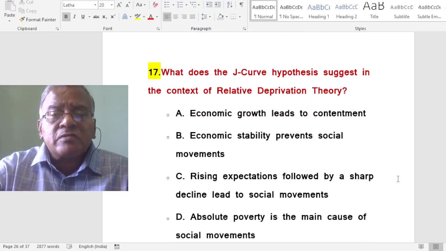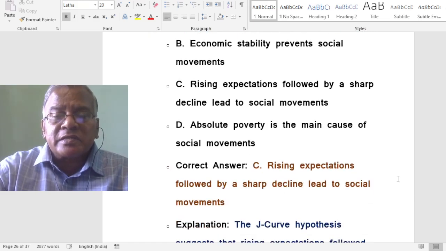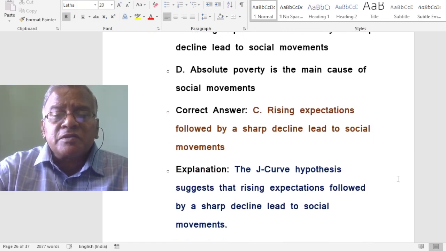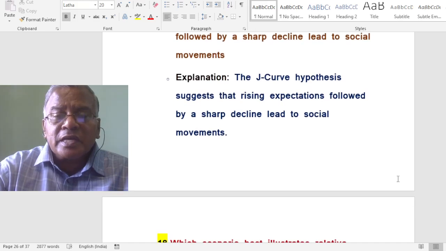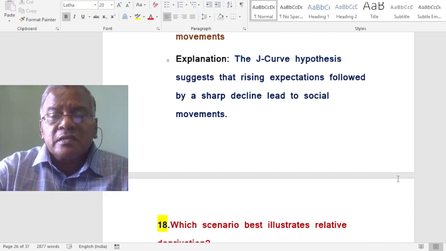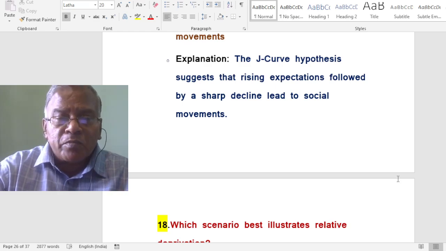What does the J-curve hypothesis suggest in the context of relative deprivation theory? Rising expectations followed by a sharp decline lead to social movements. The J-curve hypothesis suggests that rising expectations followed by a sharp decline lead to social movements.